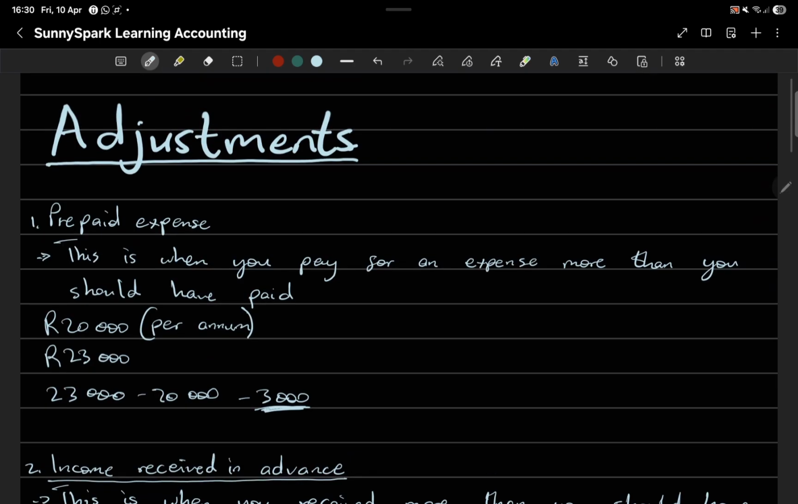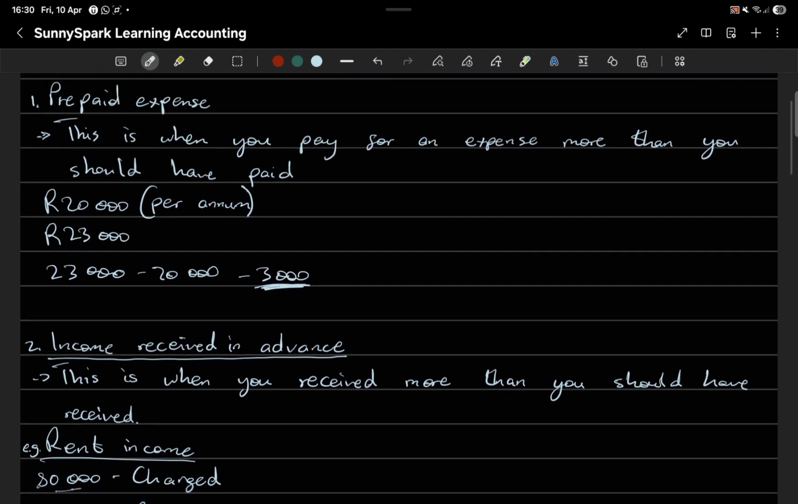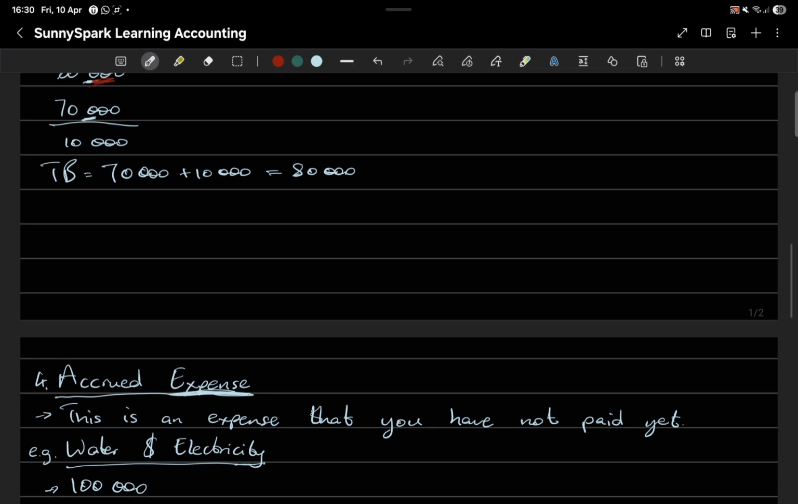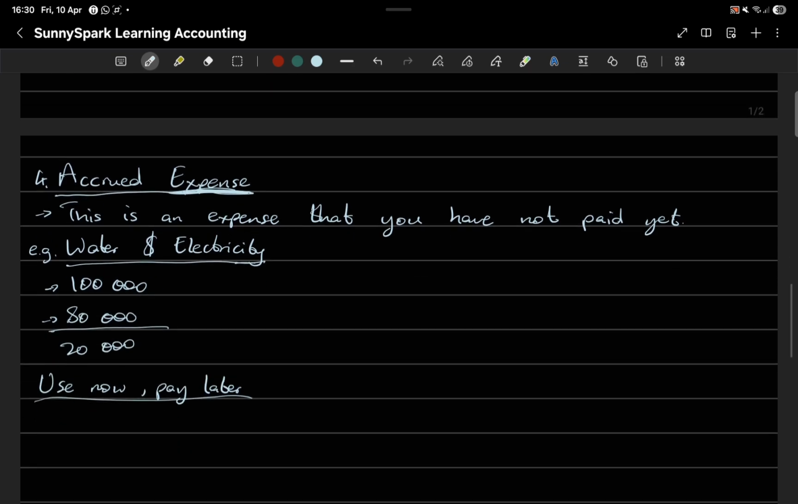Now these are the four main adjustments that you have to know to ace the financial statements in accounting. If you don't know these four adjustments, I'm telling you, accounting is going to cook you.